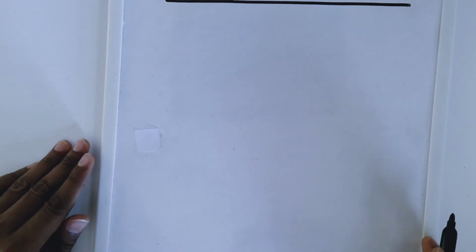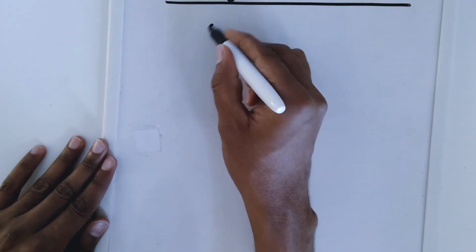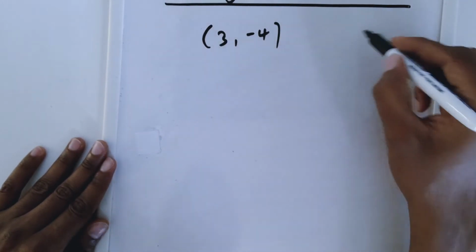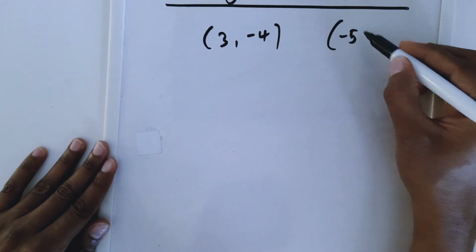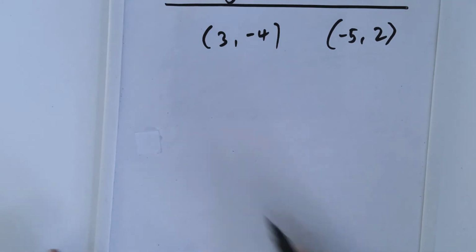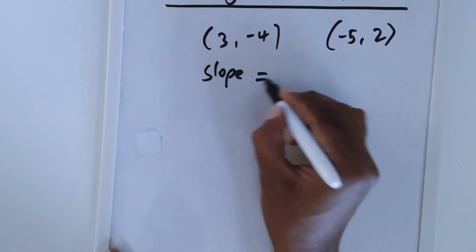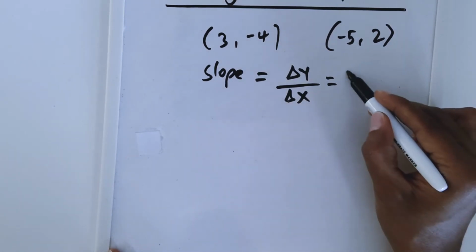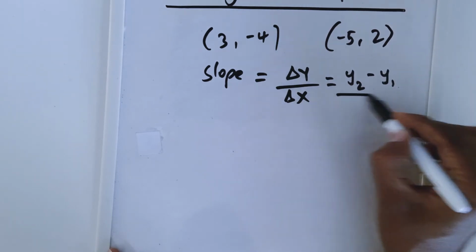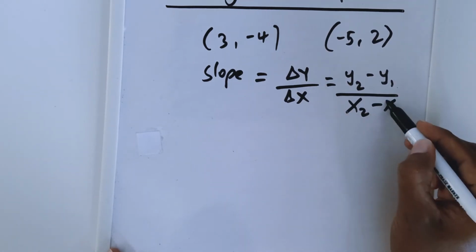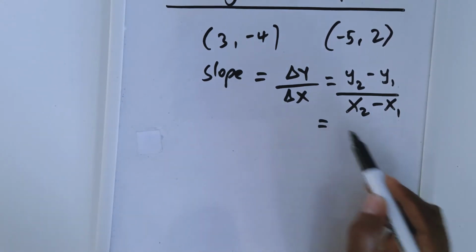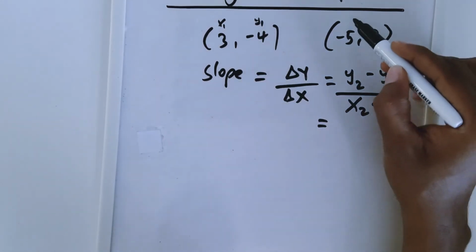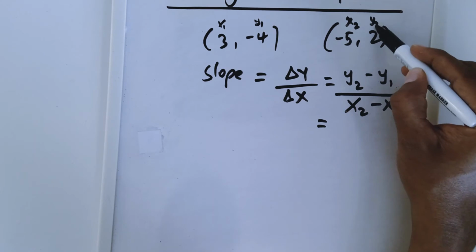Okay, let us do another example when we have the points, point 1 being 3 and negative 4, and the other point being negative 5 and 2. Okay, so we said slope by definition is change in y, which is delta y, divided by delta x. What this means is y2 minus y1 divided by x2 minus x1. So in this case, this is my x1, this is my y1, this is x2, and this is y2.